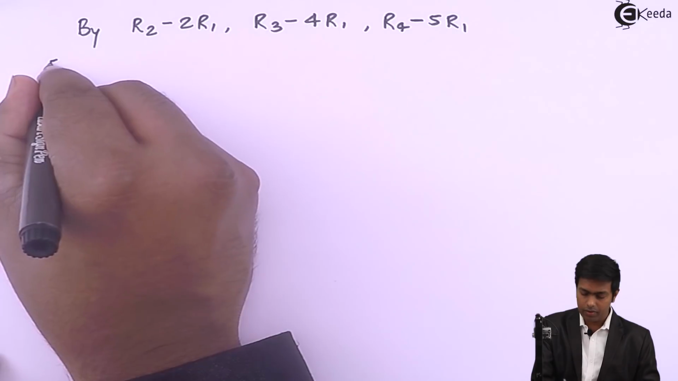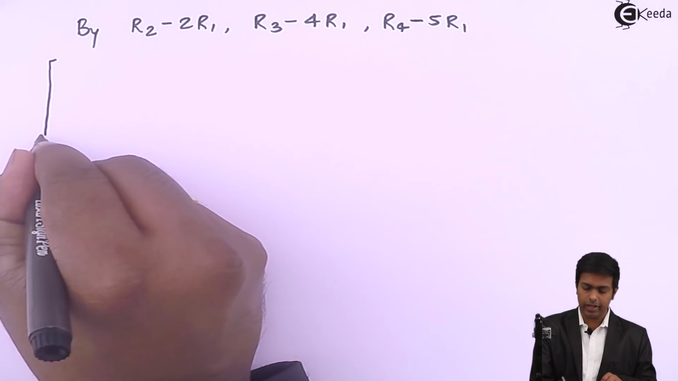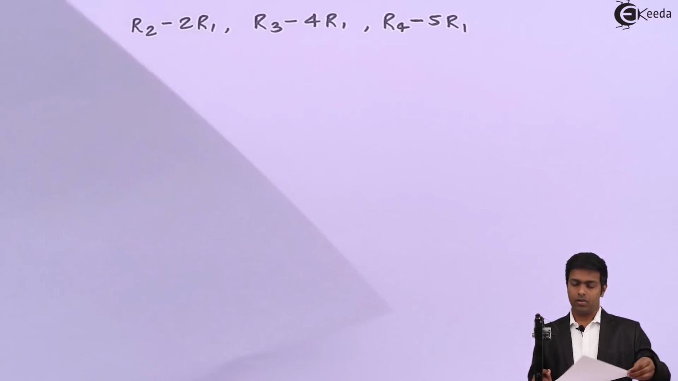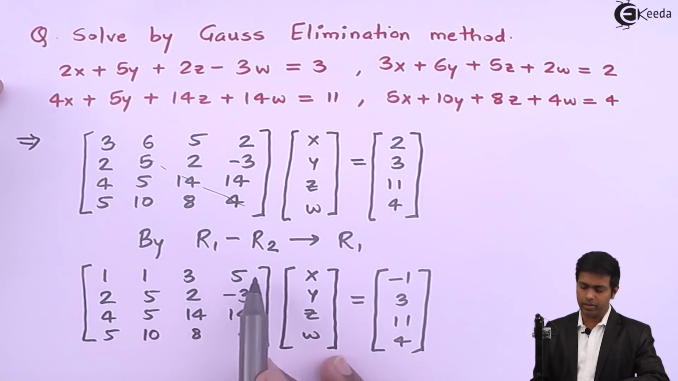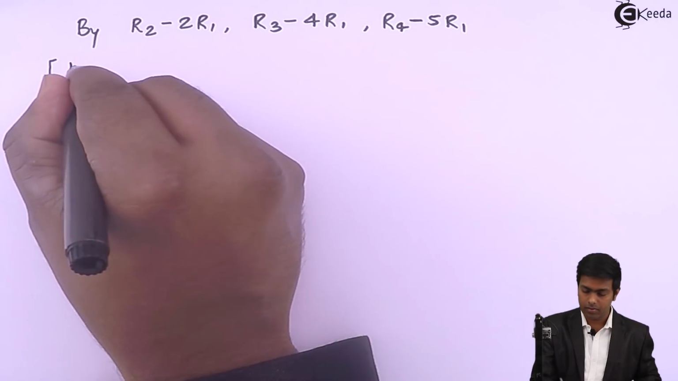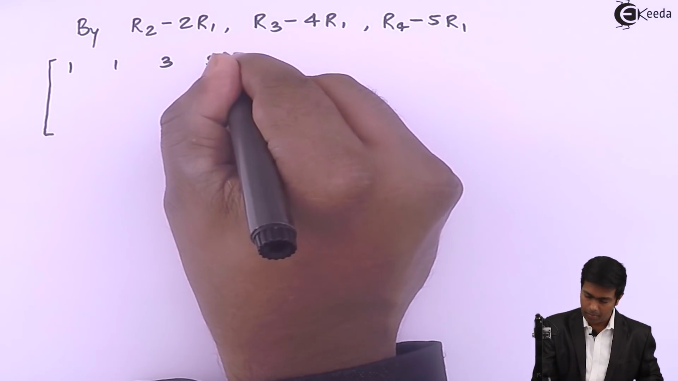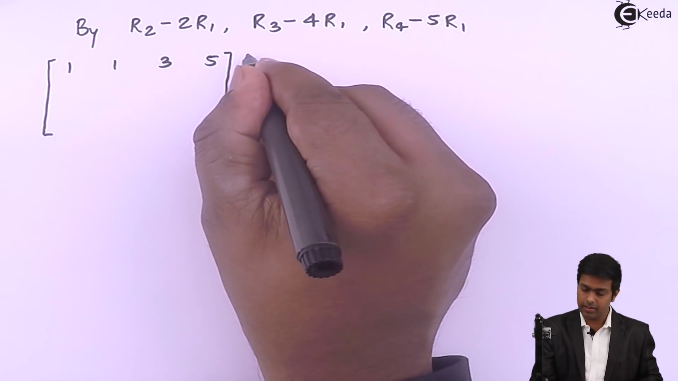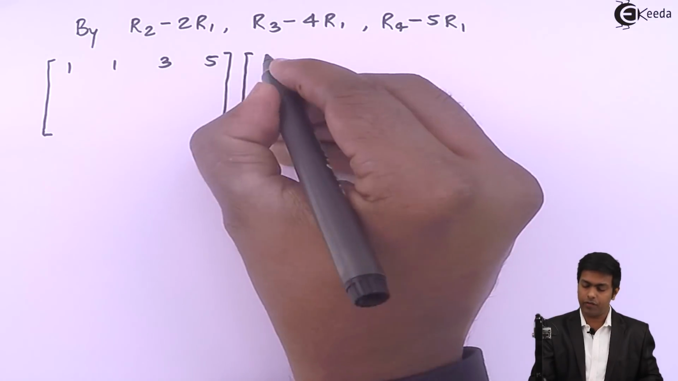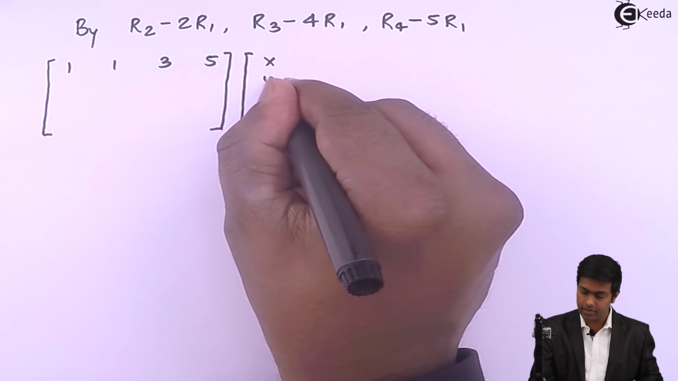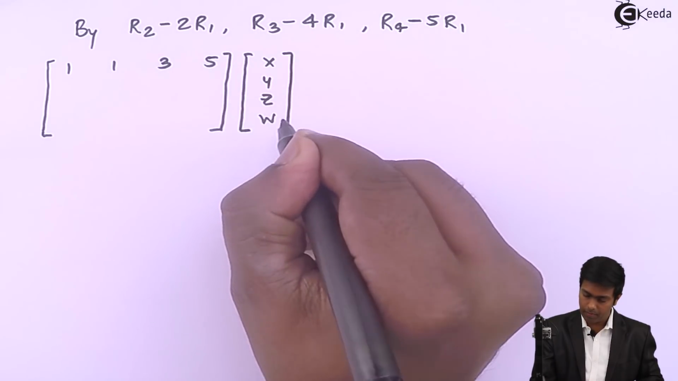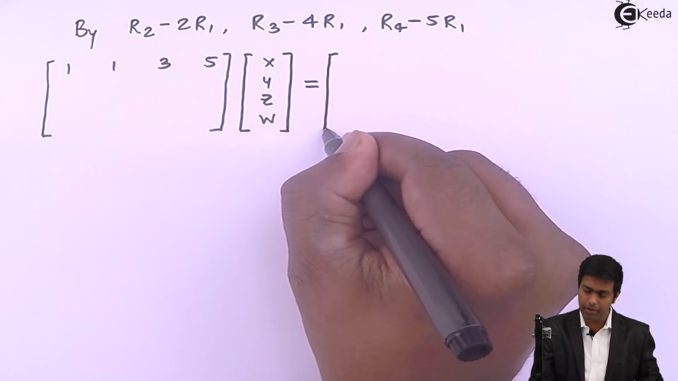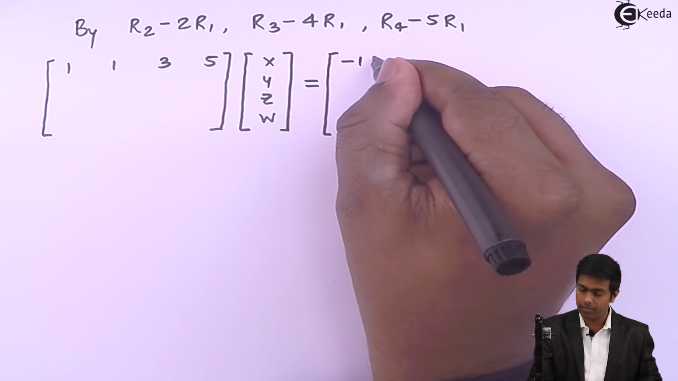So here we will get, first of all, R1 will remain as it is, so 1, 1, 3, 5 as it is. Next, this matrix of unknowns will remain as it is, that is x, y, z and w, and here the first element will remain as it is, that is minus 1.